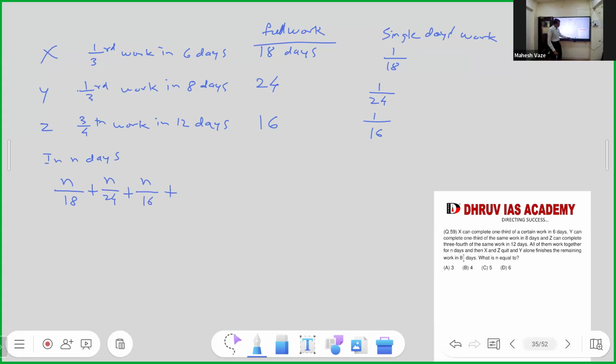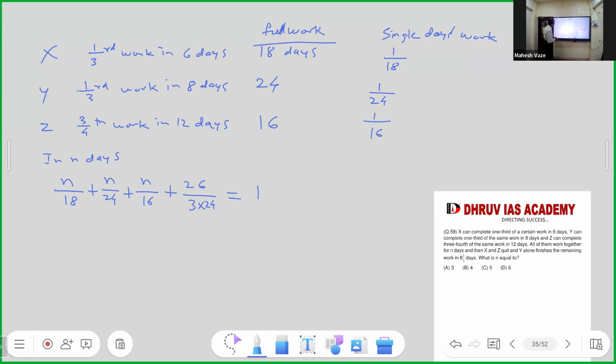And plus Y has done. See, Y alone finishes the remaining. So Y has worked for 8 and 2/3. So 8 3s are 24 plus 2, 26/3 days. Okay, so 26/3 days here, and 26/3 into 1/24. So in n days, this will be the work done. Okay, and this is equal to 1 because they have done the total work. See, X's work, Y's work, Z's work in n days, and the remaining work, and the total work is done.